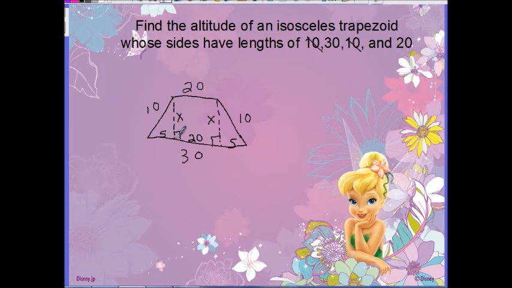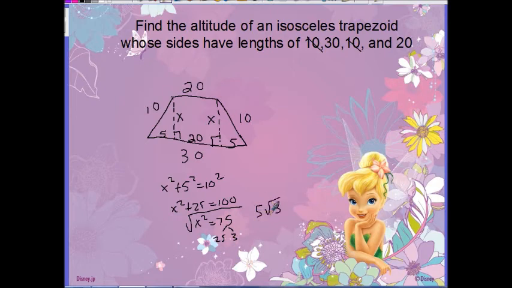So let's go ahead and use the Pythagorean theorem. X squared plus 5 squared equals 10 squared, because 10 is my hypotenuse across from my right angle. X squared plus 25 equals 100. Subtract my 25. X squared equals 75. Square root it and simplify it. 25 times 3. So x is equal to 5 square root 3. That's going to be my altitude.